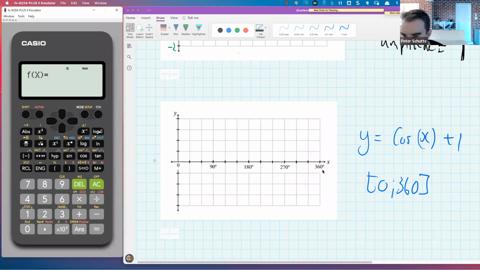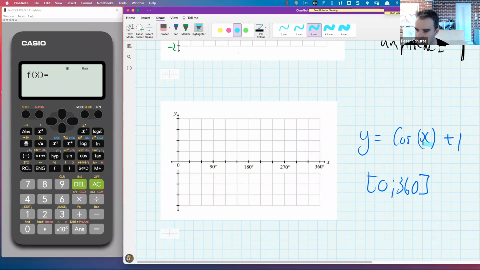And notice how the bracket is closed. So there's no interfering with the input to the cos function. This is a separate +1 on the end.